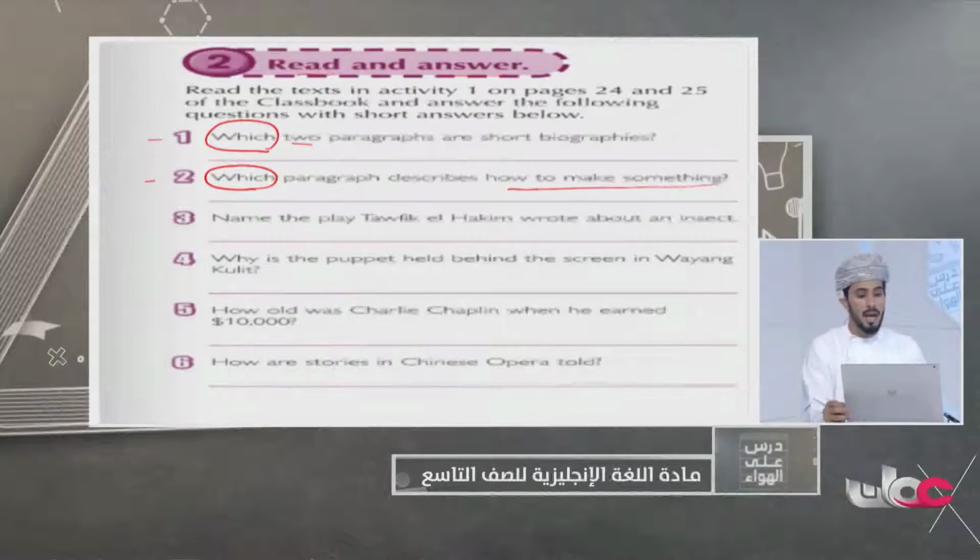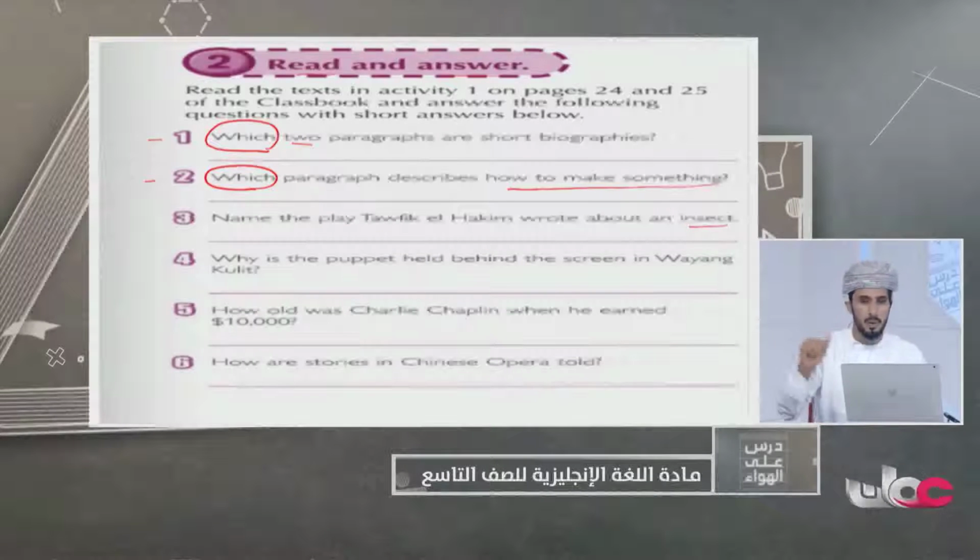Number 3, name the play Tawfiq al-Hakim wrote about an insect. Now we have read 3 questions. We haven't read the paragraphs yet. But we notice that there will be 4 paragraphs. 2 of them are going to be biographies from the question. I got all this information from the question.